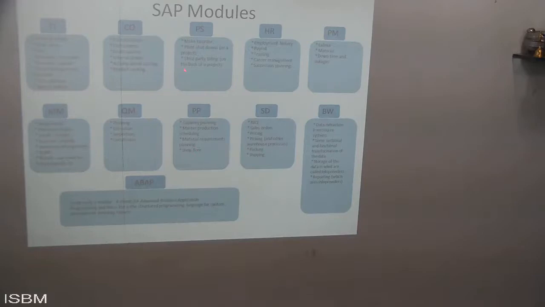Then we have PP, production planning. In it: capacity planning, master production scheduling, material requirement planning and shop floor, which come under PP. Then we have SD. SD stands for sales and distribution: RFQ, sales order, pricing, picking in the order and warehouse process, packing and shipping. Then BW, business warehouse. BW stands for business warehouse: data extraction from source systems, some technical and functional transformation of data, storage of the data in what are called info providers, and reporting which uses the info providers. These are the BW.